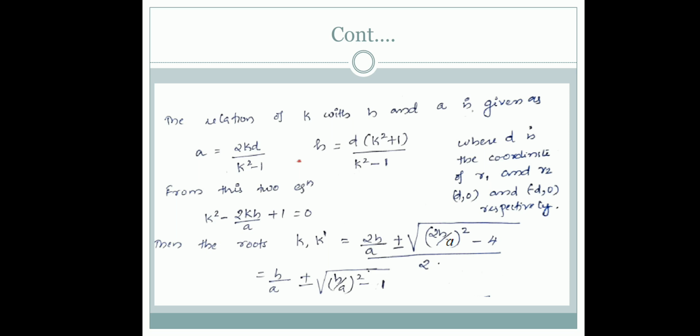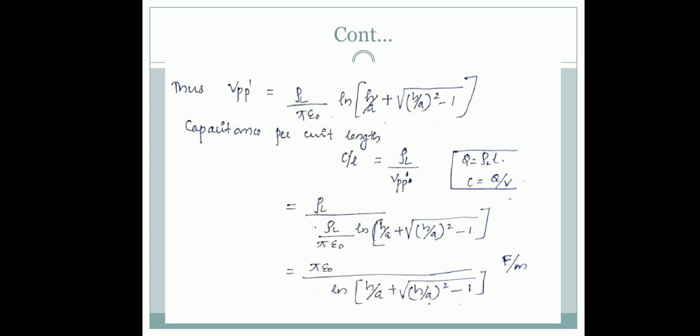So now we have two roots. One is k and another one is k dash. That means one is a plus and another one is a minus root. That means h by a plus root of (h by a) whole square minus 1, and the other one is h by a minus root of (h by a) whole square minus 1. So in these two, we are selecting the positive root, that is h by a plus root of (h by a) whole square minus 1. Then we can easily replace it in our VPP dash.